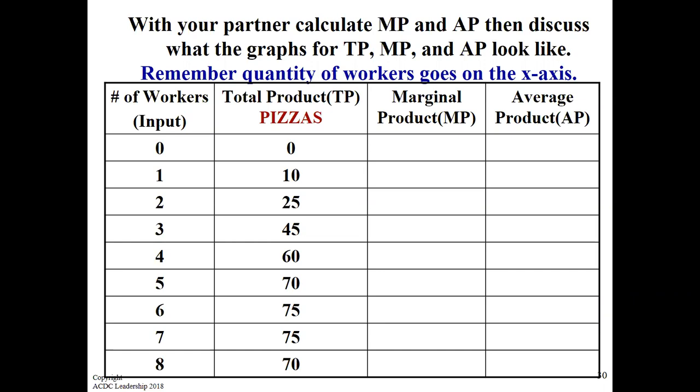All right, now, because it's more mathematically challenging, all I'm going to say is average product is pizzas divided by number of workers. So 10 divided by 1, which would be 10, 25 divided by 2, which would be 12.5.